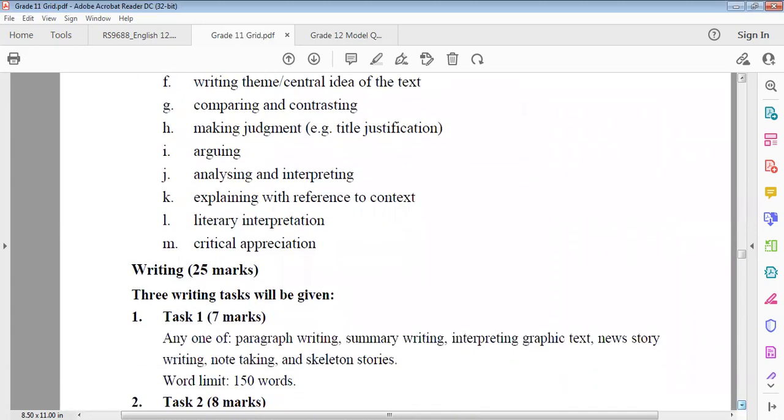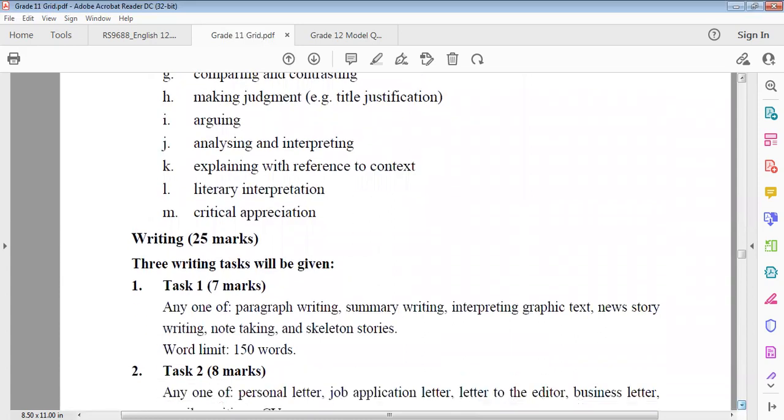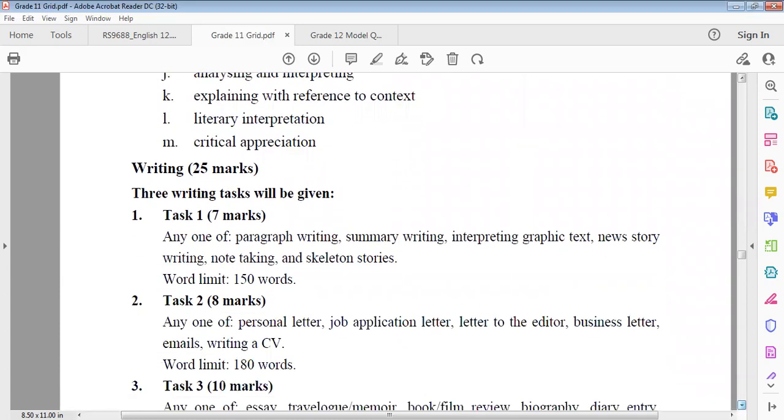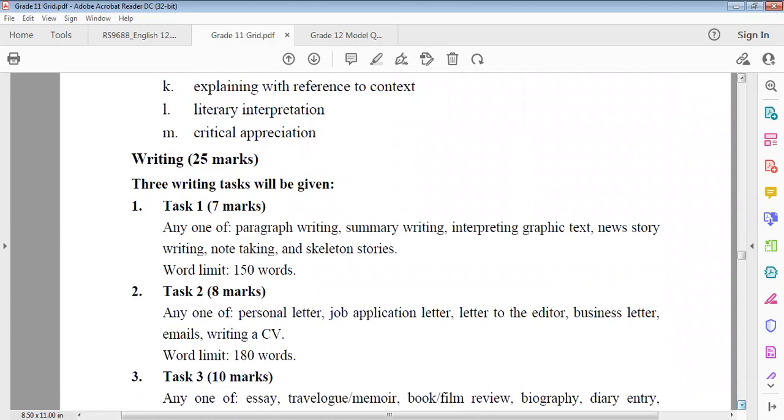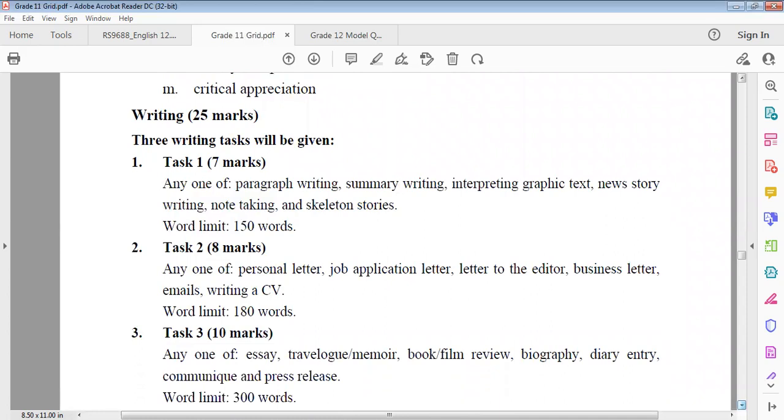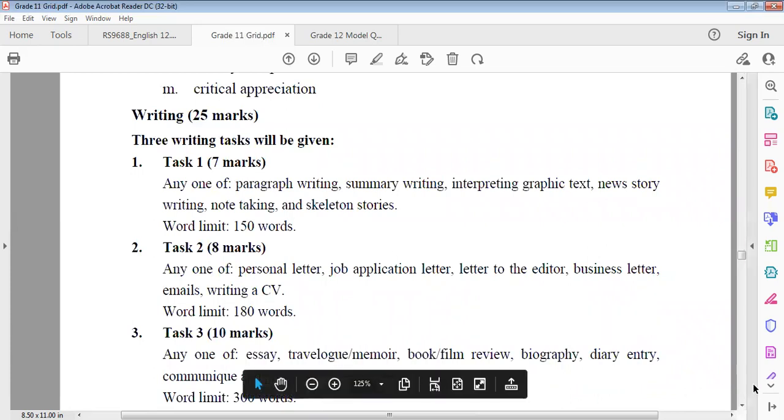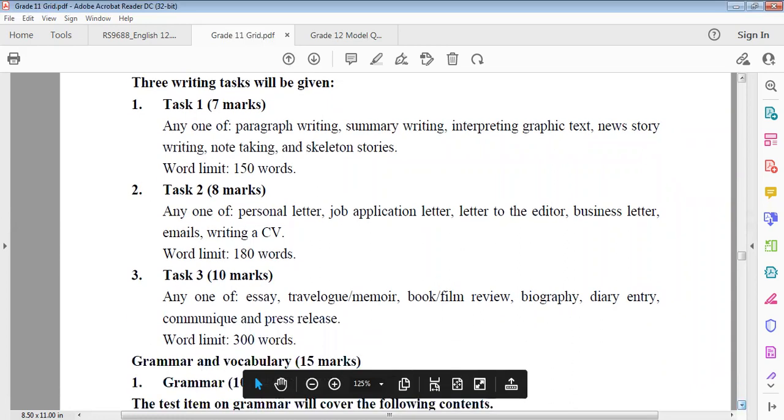And writing covers 25 marks. Guided writing and free writing are in there. Task 1, task 2, task 3. Three writing tasks are there: one for 7 marks, another for 8 marks, and another for 10 marks. So, paragraph writing, summary writing, interpreting graphic text, news story, taking notes, and skeleton story are in 7 marks. Similarly, in 8 marks, job application, personal letter, and other writing tasks are asked. Similarly, in task 3, for 10 marks, students are asked to write an essay, book review, movie review, biography, diary entry, such things.